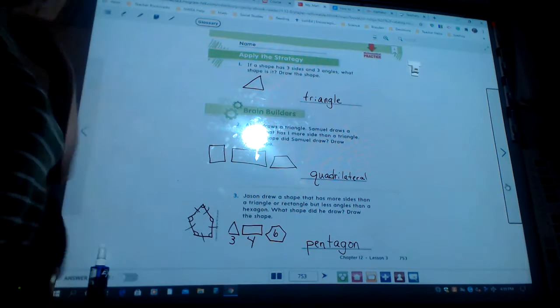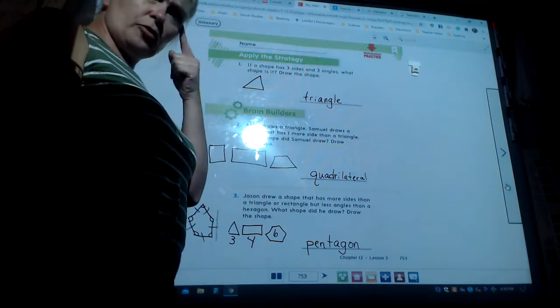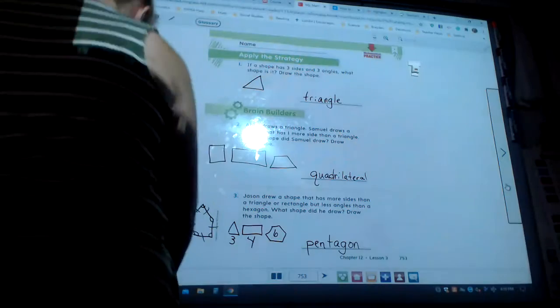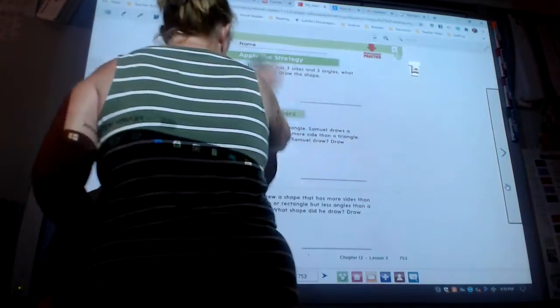Is 5 less than 6? Absolutely. These are brain builders. They really get our brain thinking. All right? So you should have written a pentagon on that last one. If you figured that out on your own, give yourself a pat on the back. That's awesome.